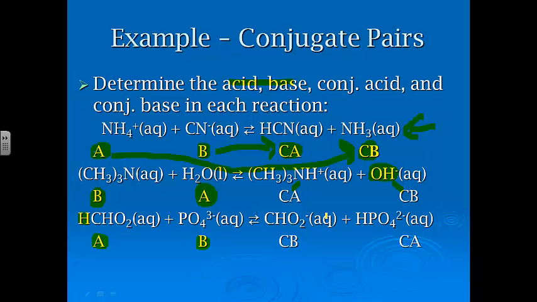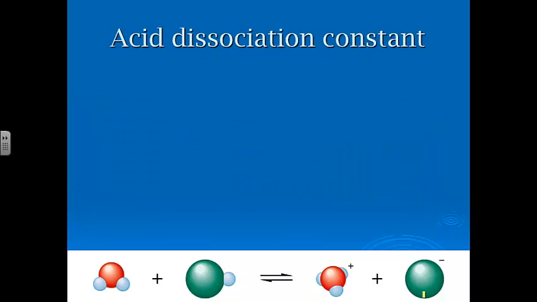The phosphate is going to be the base, and then you've got the conjugate base, and you've got the hydrogen phosphate ion, which is going to be the conjugate acid. Okay, so this is when you're just given the reaction, you have to identify what the acid and base, conjugate acid and base pairs are.